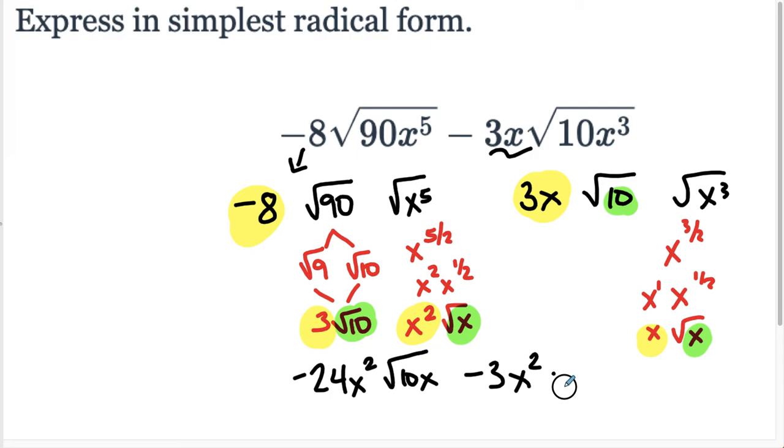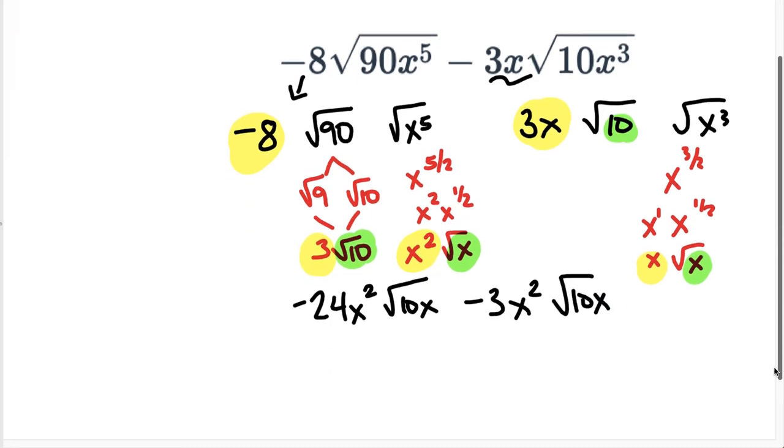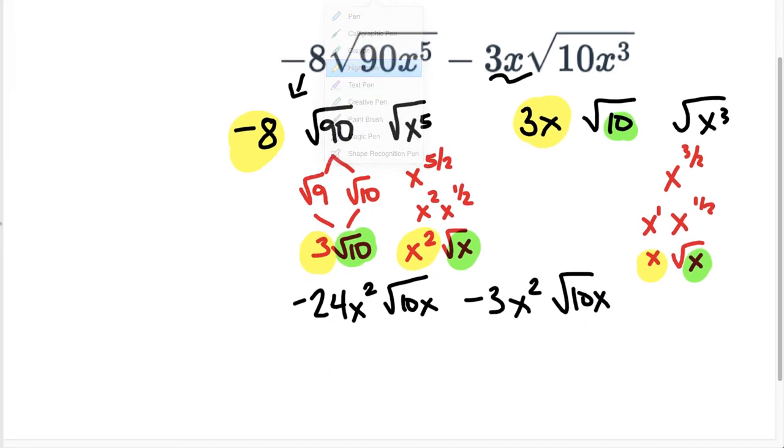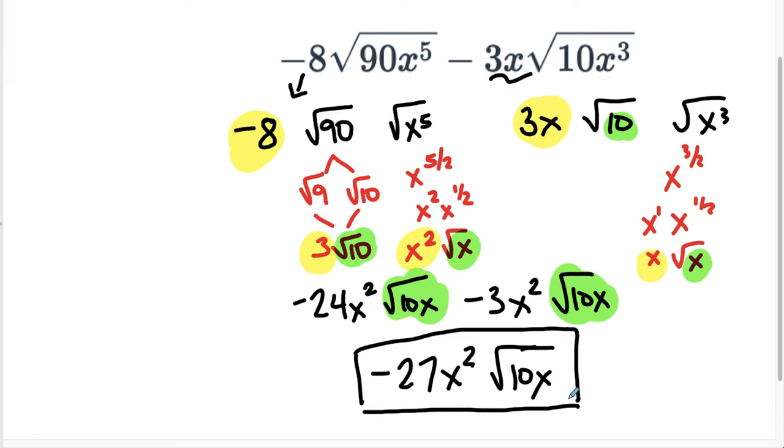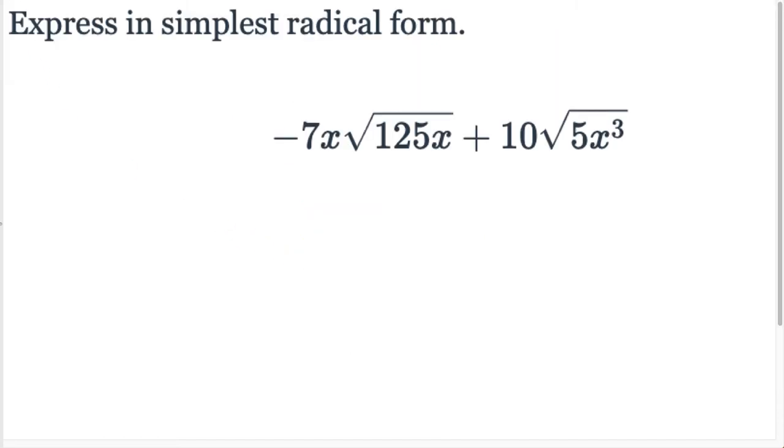All right, so now it's making sense. Now we have the square root of 10x as a common radical expression here and here. So now we can combine them together. Negative 24x squared minus 3x squared makes negative 27x squared when I combine my coefficients. And then we have the square root of 10x, something that's common between the two. All right, so that's my final answer. Awesome. We're moving forward to our last example, so let's see if you can do this one on your own.